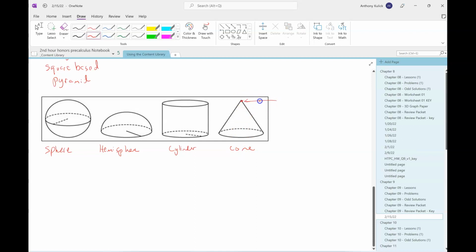Again, the tip of the cone is also called the apex. FYI, a cylinder could also be considered a prism with a circular base, so a circular prism, sure. Everybody cool? Okay.